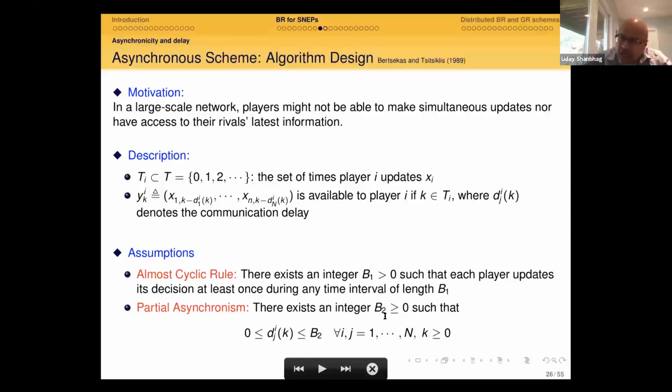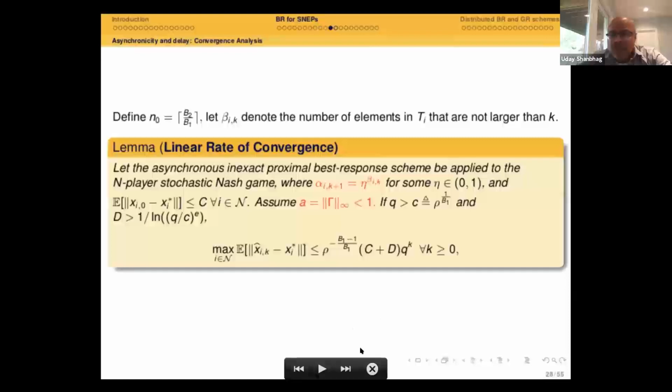So if B2 is large, it means that you can have information which is really quite old. And if B1 is large, it means that a particular player may not update for quite a long time. Okay. So, it turns out that you can actually get a linear rate of convergence, but of course the constants are afflicted by this.